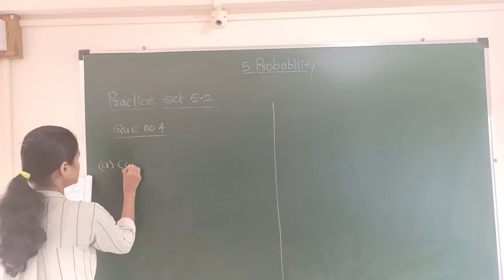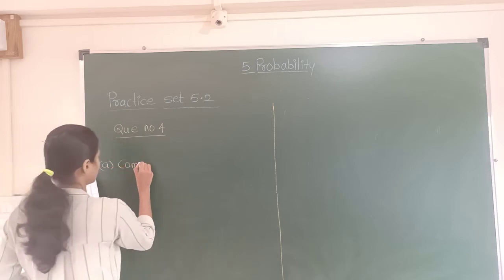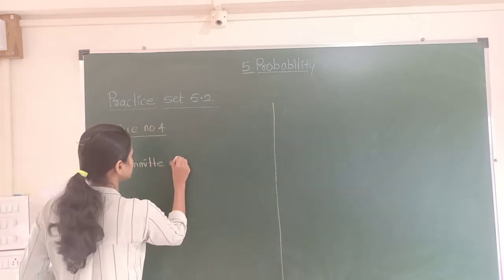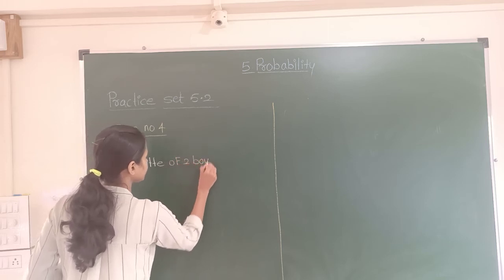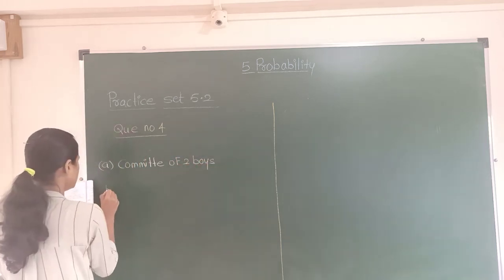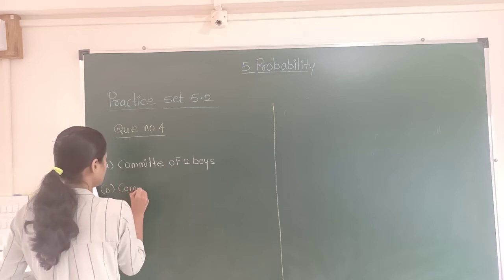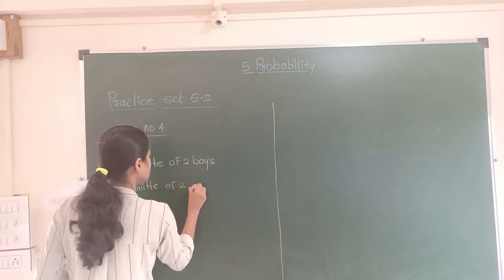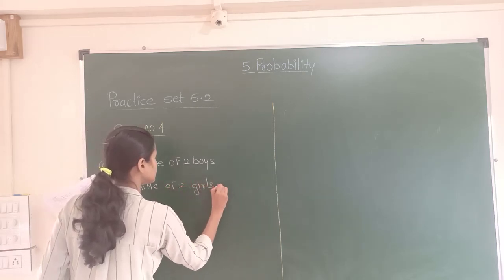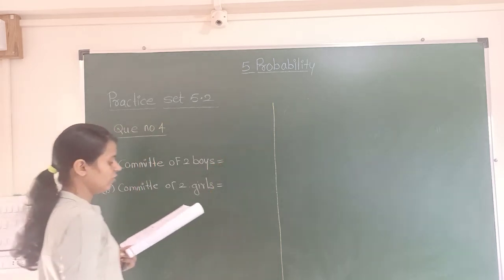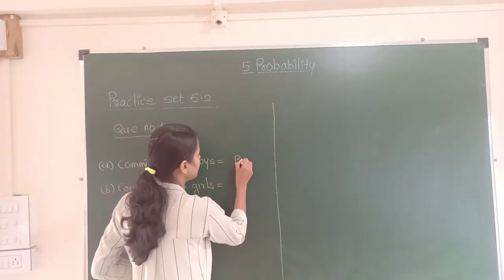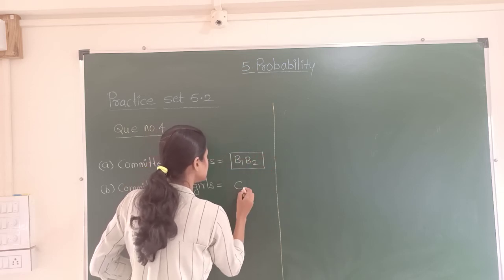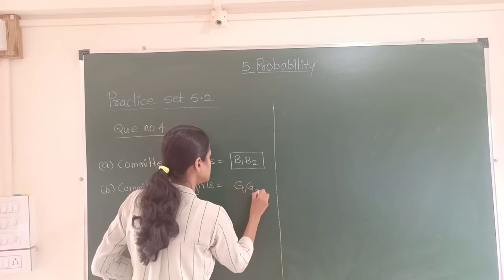See, first they have given us the committee of 2 boys, then the committee of 2 girls. We have to complete this. For boys it is B1 and B2, they have given in the example itself. Okay, for girls it is G1 and G2.